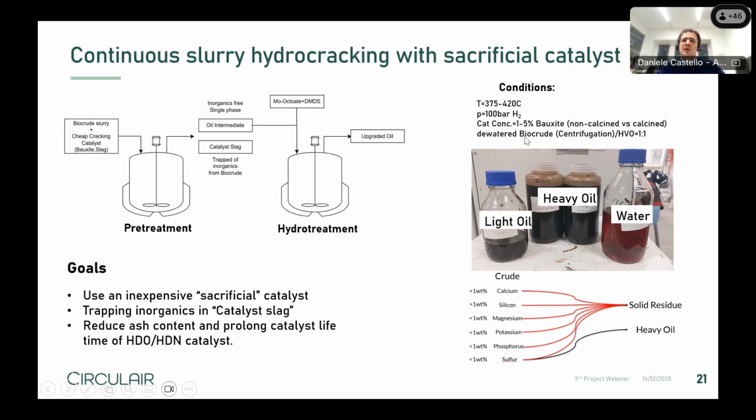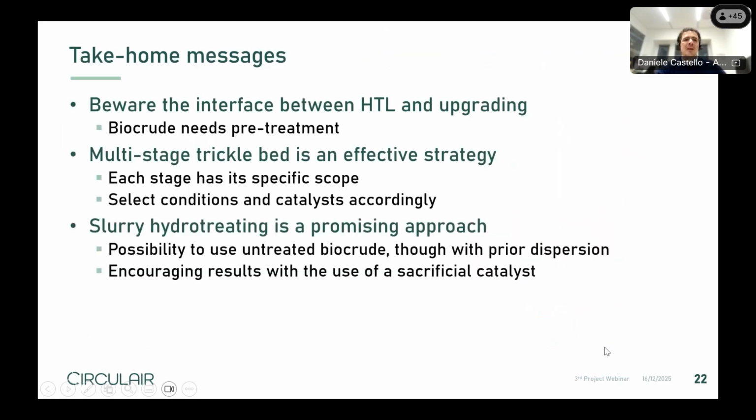Some tests were done also here with different concentrations of the bauxite, at 375 or 420 degrees C. And here you see basically some of the collected products. And remarkably, we were able to move most of the inorganics into the solid residue, leaving a relatively low ash heavy oil that can be further processed.